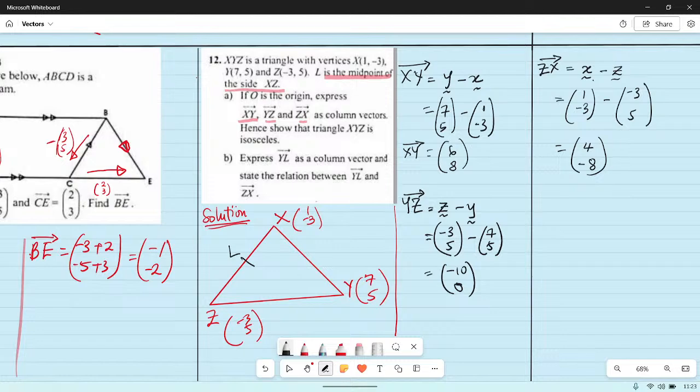So that's it. Now it says hence show that the triangle XYZ is isosceles. We want to show that the triangle is isosceles. You have to find the magnitude of all those vectors. Magnitude also means distance, right? Find the magnitude and compare the ones which have equal length. If two of the magnitudes have equal distances, then you can say that it's isosceles. Do you understand? Okay, so start doing it. Find the magnitude.